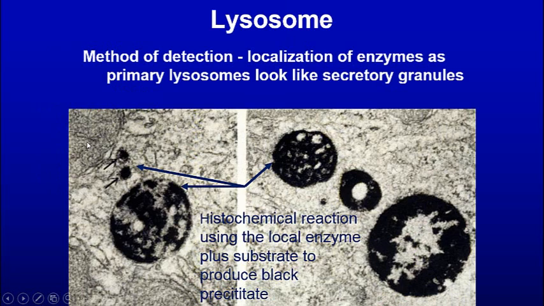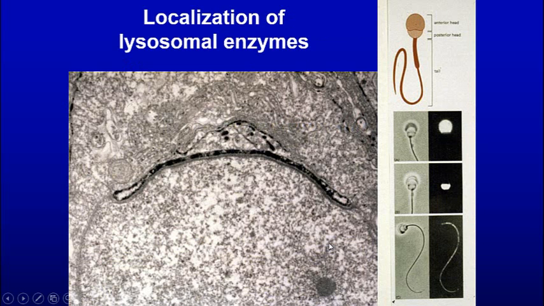Now, the method of detection of lysosomes is localization of the enzymes in the lysosome. Otherwise, you can't tell it from a secretory granule, as I mentioned. So you use histochemical reactions that respond to the specific enzyme that's in there. So you feed the lysosome substrate, and it makes a black reaction product, which is what we see here, a precipitate, whenever the enzyme inside there is reacting with the substrate you provide.